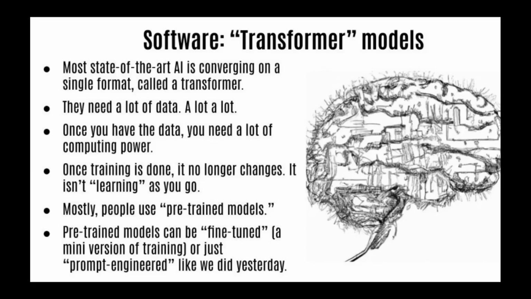Same with Stability AI, which is the image generator that's behind Mesopotamia. We all have that because of open sourcing. It takes way too much money for a small company to build a new model like this. So mostly people use pre-trained models. That means taking one of these open models and fine-tuning it, which is a very small version of training, or prompt engineering them like we did yesterday.